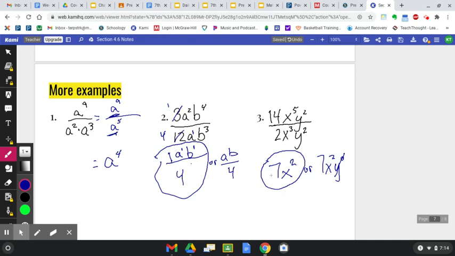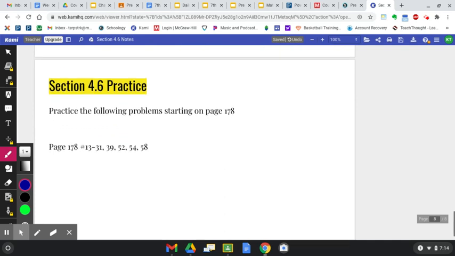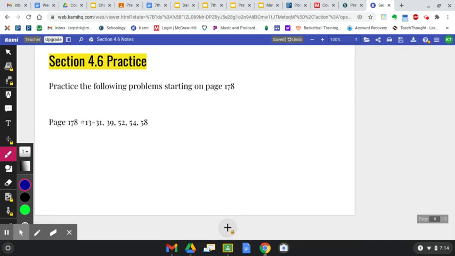All right, speaking of answer keys, your practice problems for today start on page 178. You're going to do 13 to 31, and then a couple review ones there, 39, 52, 54, and 58. All right, you can do that on a separate sheet of paper. There is an answer key linked to the agenda for you to use to check your work.